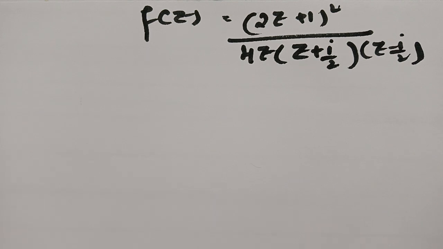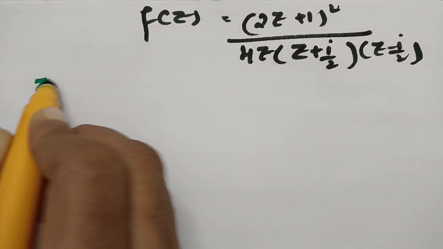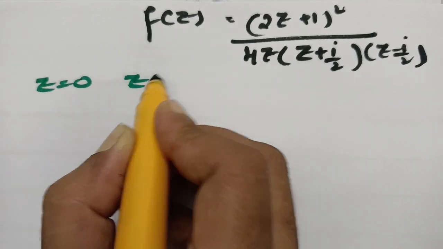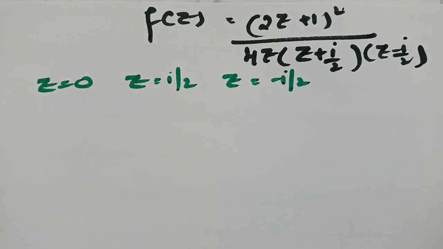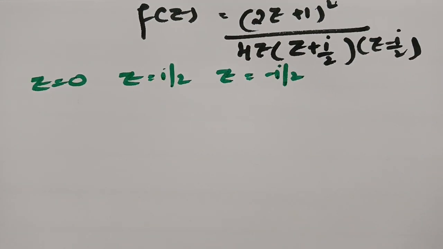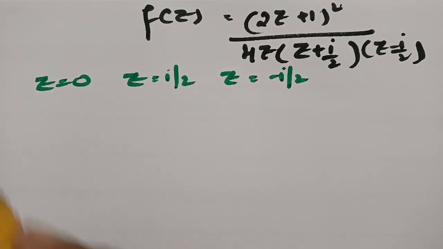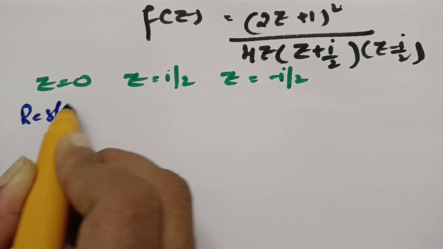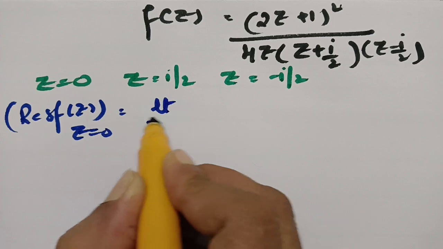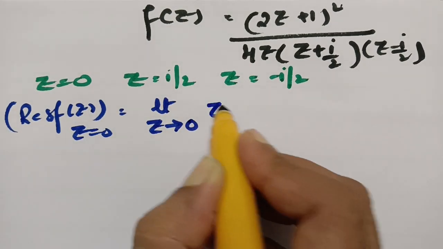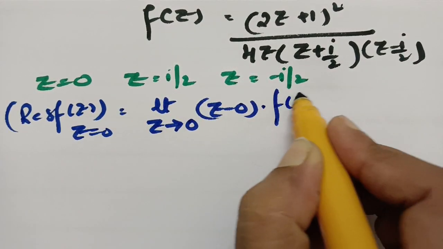So here there are three pole values. The first pole value is z is equal to 0, and the others are z is equal to plus i by 2 and z is equal to minus i by 2. First of all, I am finding the residue at the point z is equal to 0. For finding the residue at z is equal to 0, this is limit z tends to 0 of z minus 0 into f of z.